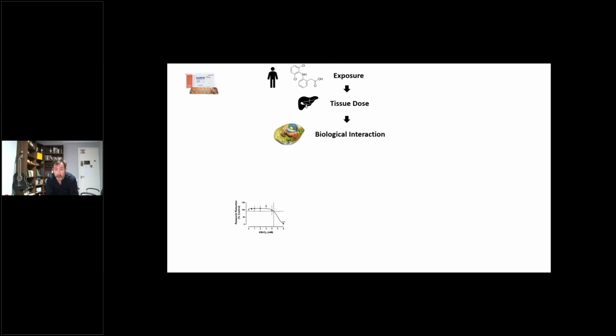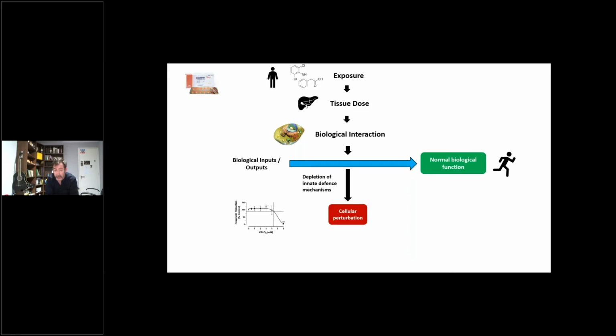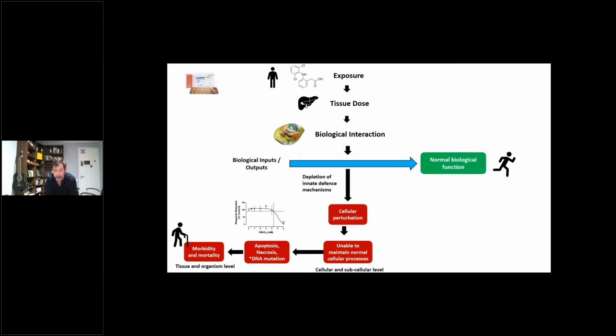And you have to be exposed at a dose, at a concentration that causes a biological interaction. And that biological interaction has to be strong enough to cause a perturbation. And the perturbation has to also deplete the innate defense mechanisms of the cell, including things like glutathione and pumps and all that kind of stuff. And then you get a cellular perturbation. So you need to do a lot of damage before you get that far.